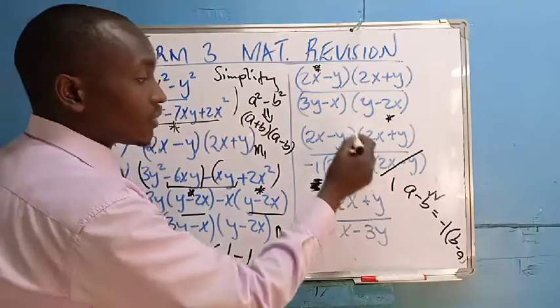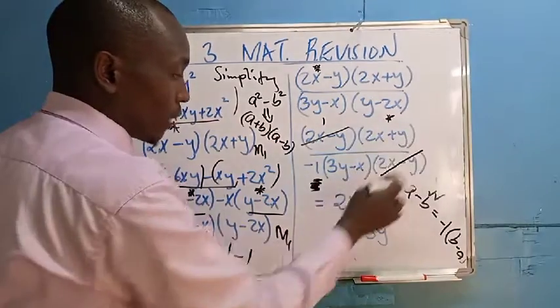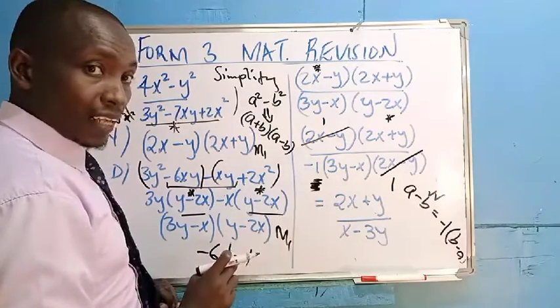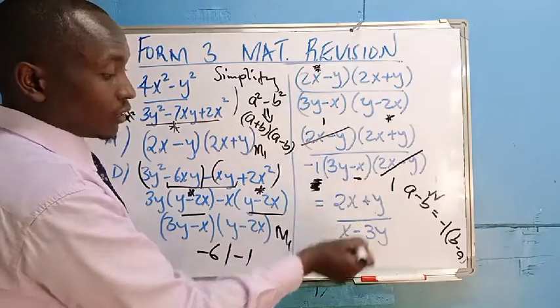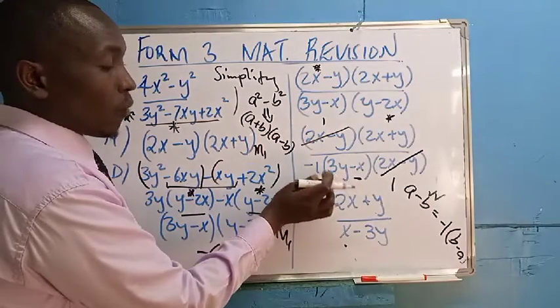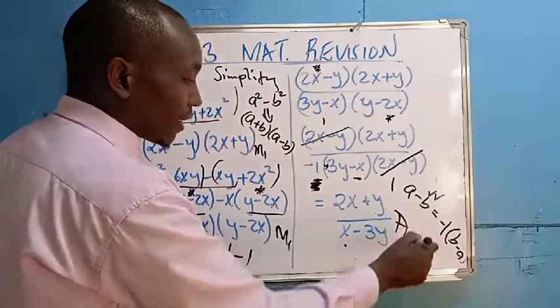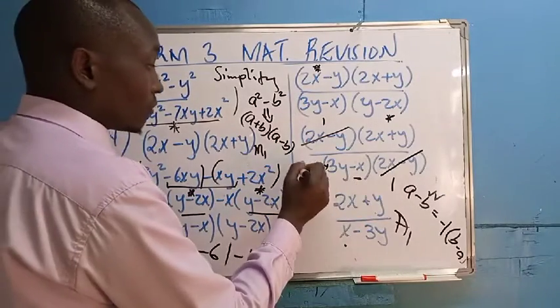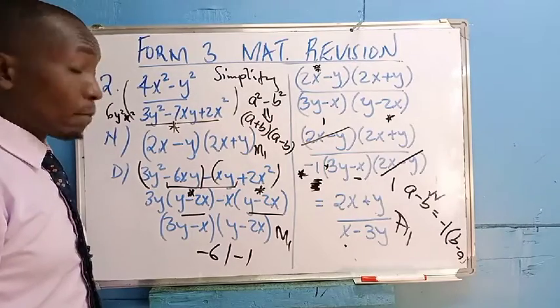I can cancel this and this one. Then what remains? 2x plus y over 2x plus y. Then I can multiply the whole term again by negative 1. If I do that, the x that was negative will be positive, and the y that was positive initially will be negative. And that's where the student gets the final mark. I know this step is very tricky, but my student, you should know it. That is question number 2.